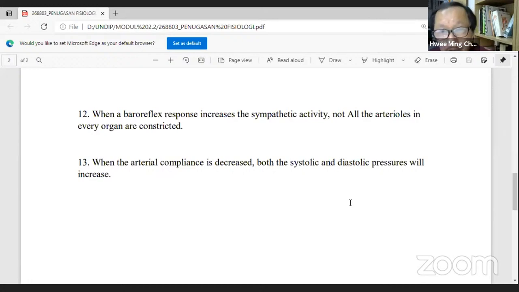Okay, so the question is, let's say when you have hypovolemia, you get the baroreflex, then you get an increase in sympathetic activity. We normally say that because of the baroreflex, the total peripheral resistance increases, right? We always say that. So when you say total peripheral resistance increases by baroreflex, does that increase include all the arterioles in every organ?